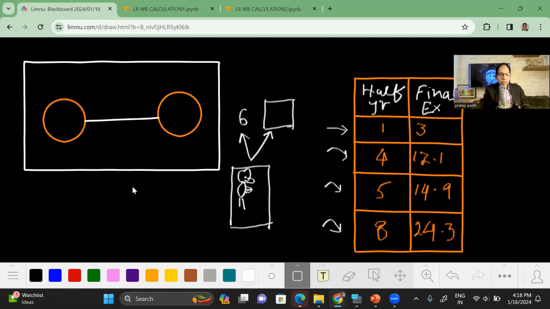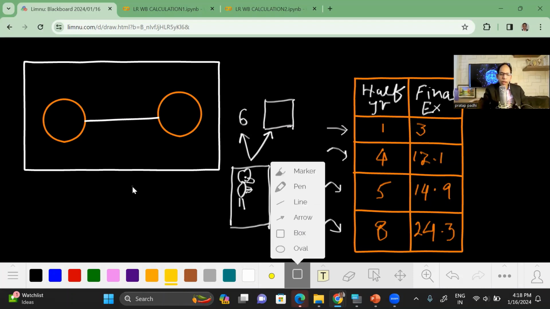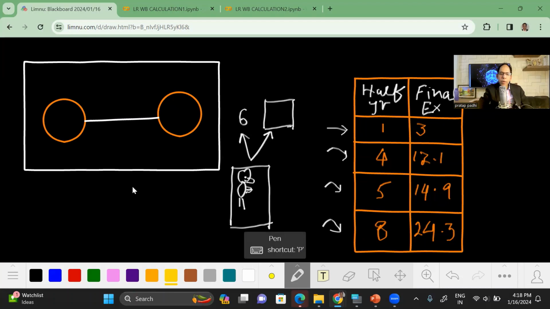Now, let me write here. What the neural network will do, it will try to multiply this number 1 with some number, and it will check whether it's getting 3 or not. And this is called the weight connection. Now it will multiply, remember, the same number. It will try to multiply 4 with the same number. It will see if it can get a number like 12.1 or not.